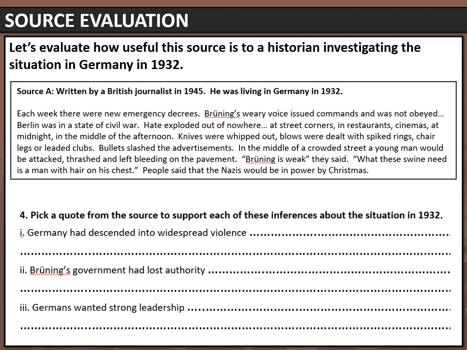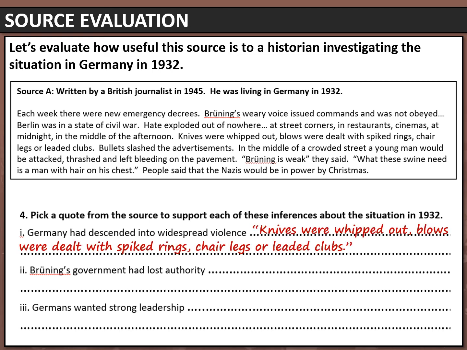So here are my answers. For that first one, I've gone for this quote. It shows how violent the situation was in Germany by this point. For that second one, about Bruning's government losing authority, here's my quote. Bruning's weary voice issued commands and was not obeyed.